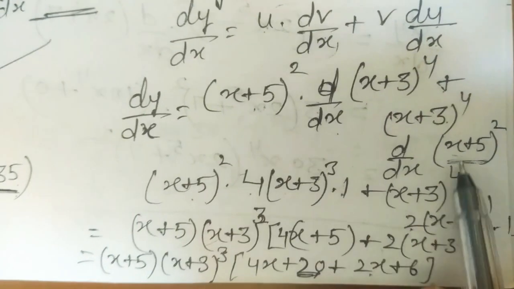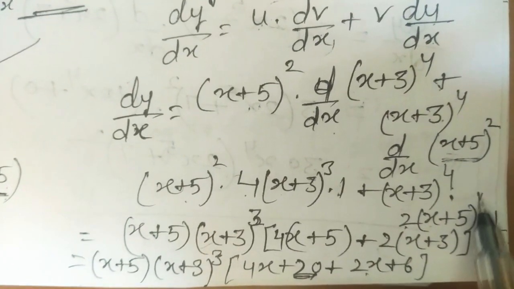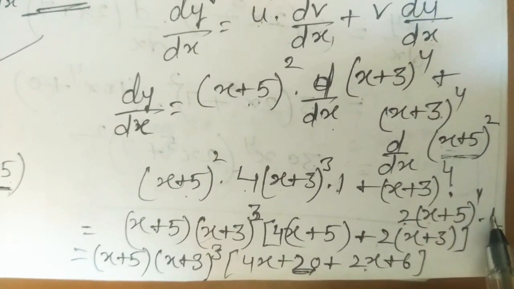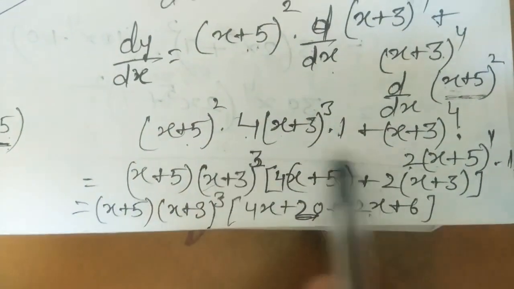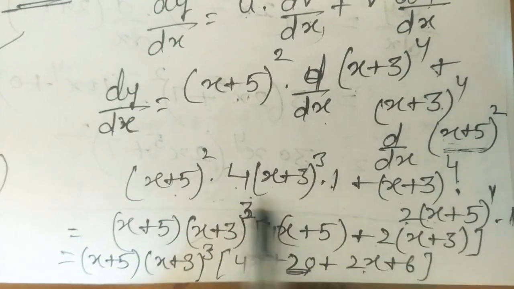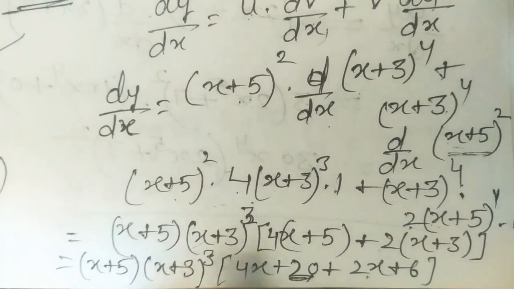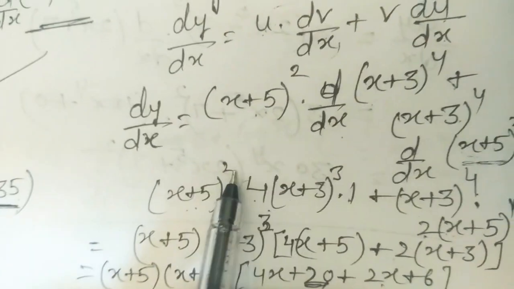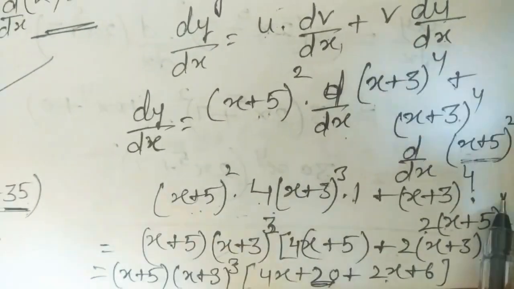Here, (x plus 5) raised to power 2, minus 1, into the coefficient of x, which is 1. Now we will take common. What is common in these two? Here 4, here 2. We can take 2 common, but I haven't taken it here. You can take (x plus 5) whole square. It is (x plus 5) power 1.